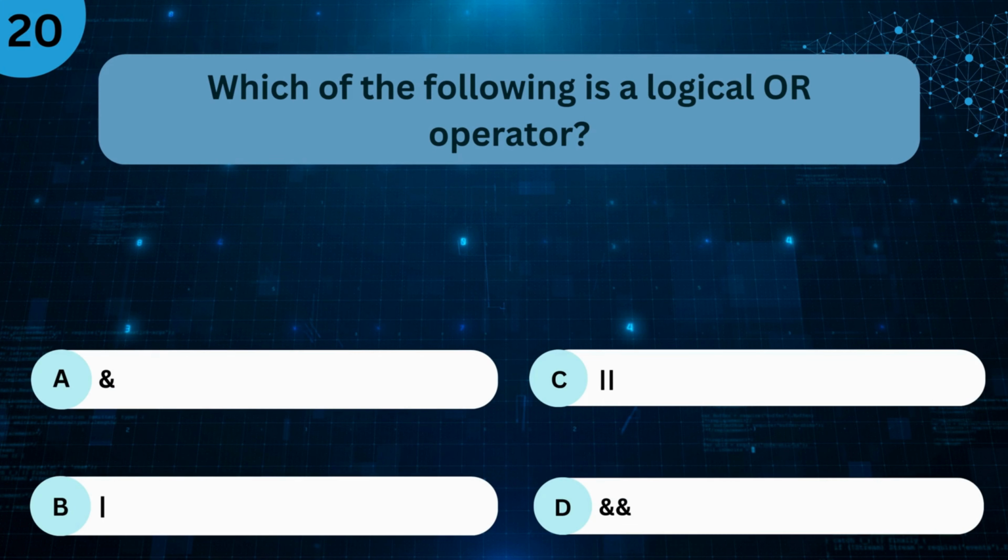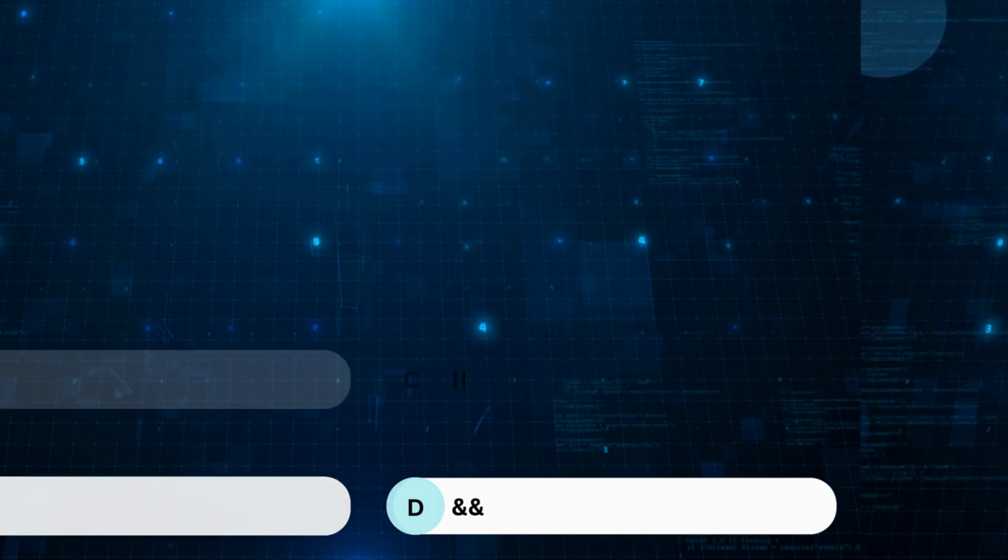Which of the following is a logical OR operator? A. &, B. Bitwise OR, C. Logical OR, D. &&. The right answer is C. Logical OR.